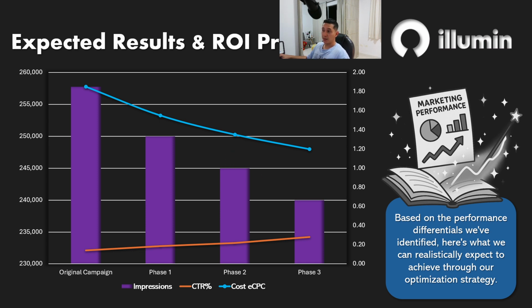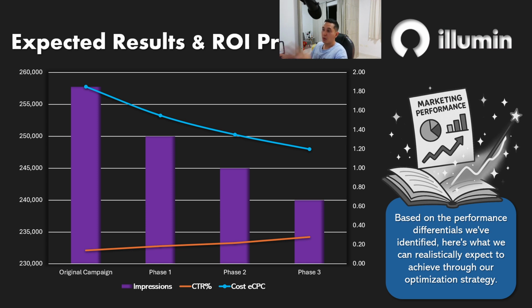So this phased approach delivers incremental performance gains at each stage that we can track and measure after the initial 48 hours. By the end of the 7 days, we project 60% more clicks at a 35 to 40% lower effective cost per click.